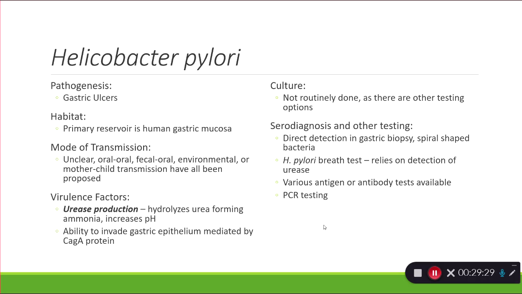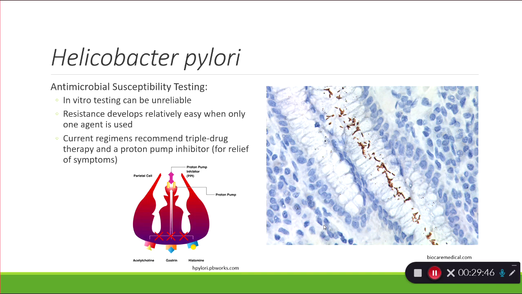Cultures are not routinely done, but instead we do serodiagnosis. This is a detection in gastric biopsy. It's a spiral-shaped bacteria, and we can do an H. pylori breath test. We can also do antigen antibody testing and PCR testing. With antimicrobial susceptibility testing, in vitro tests can be unreliable. Resistance develops relatively easily when only one agent is used. Current regimens recommend triple drug therapy and a proton pump inhibitor for temporary relief of infection. And here you can see it inside the stomach mucosa.